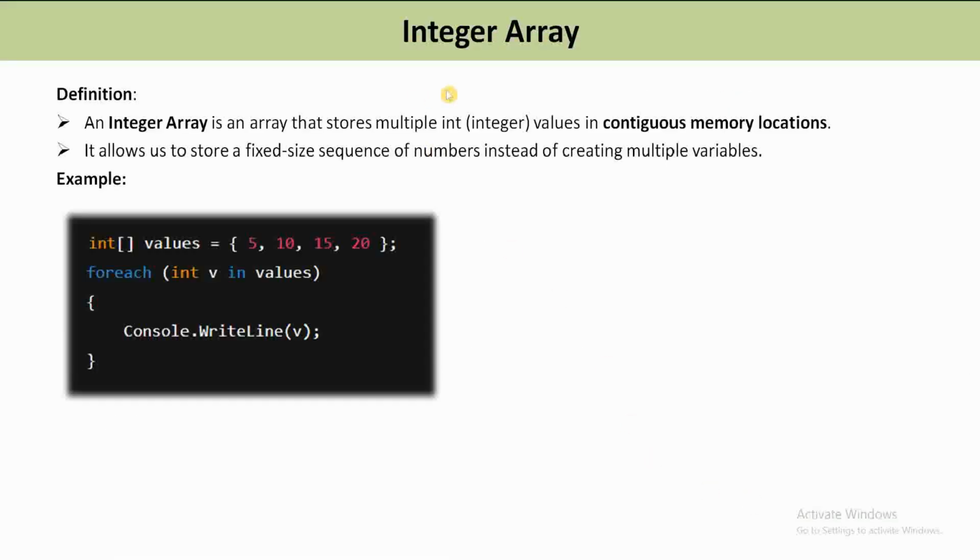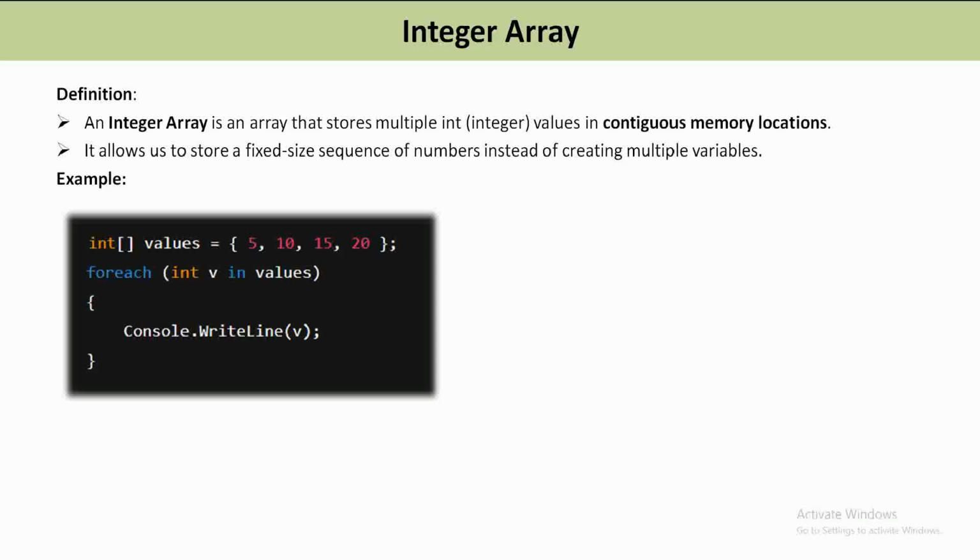Next we have integer array. An integer array is an array that stores multiple integer values in the contiguous memory locations. If we want to store multiple integer values, then we can do it, but we have to declare that array with integer type, meaning integer data type. Then only we can add those values into an integer array.